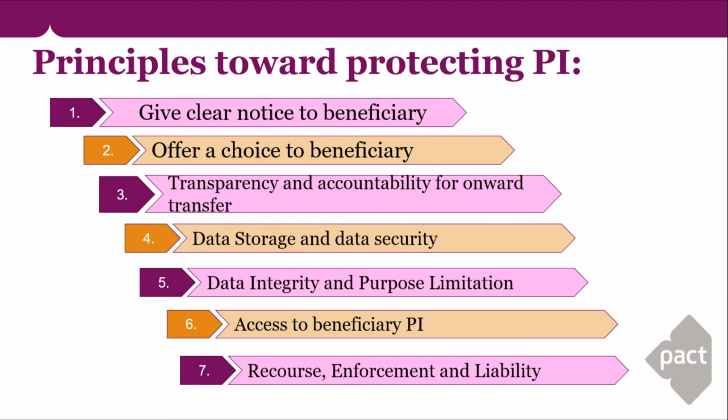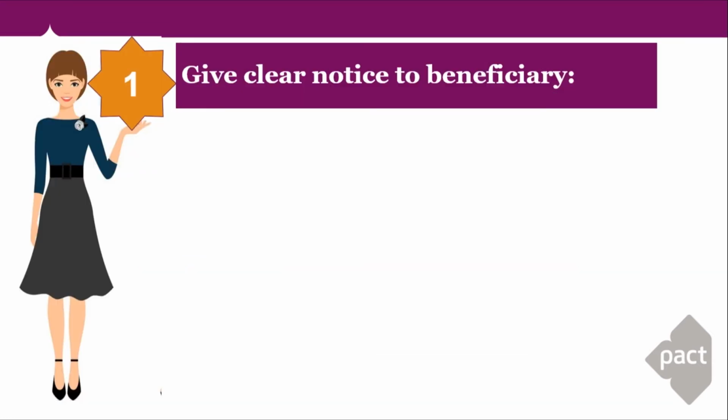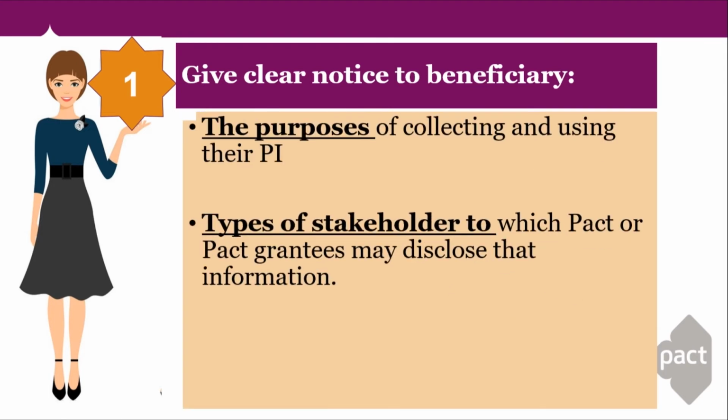There are 7 steps or principles toward protecting personal information. For the detailed explanation of each step, we will show you in the following slides. The first is very important for the project to communicate with the project beneficiary. We Act grantees need to provide a very clear purpose of collecting and using the beneficiaries' personal information. And also we need to inform them what type of stakeholder PAC grantees may disclose their information to.